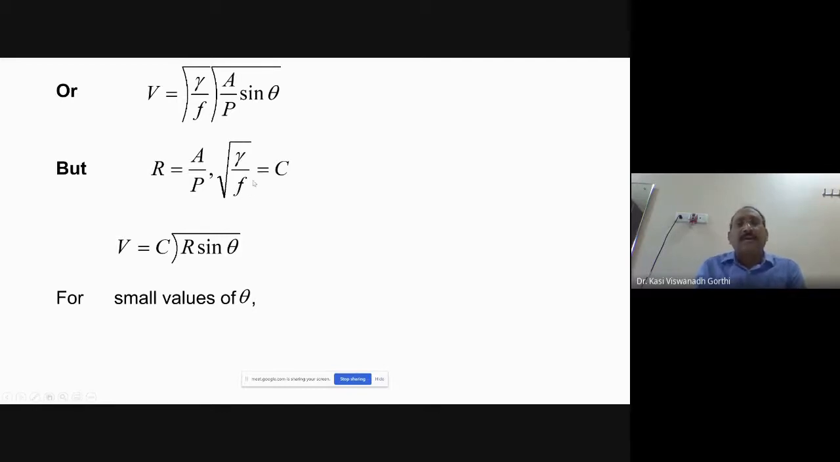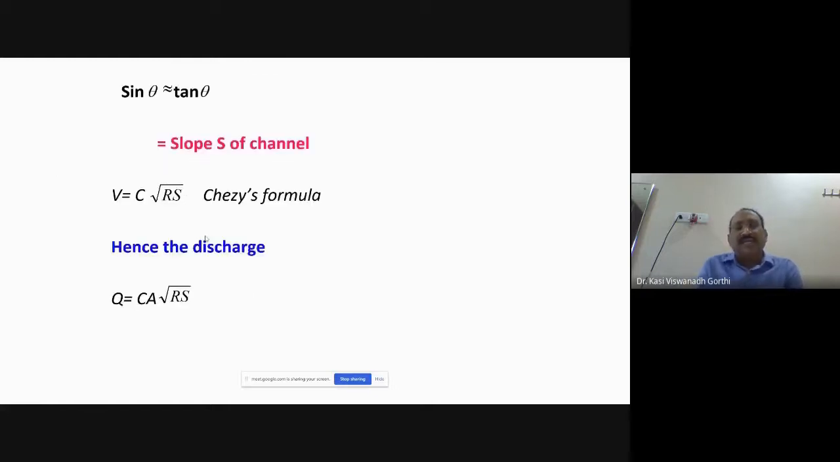F is the frictional resistance per unit velocity per unit area. Square root of gamma by F, let it be equal to C, a coefficient known as the Chezy's coefficient. Then V will be equal to C into square root of A by P sine theta, or R sine theta. For small values of theta, sine theta may be approximated to be equal to tan theta, which is equal to the slope of the channel.